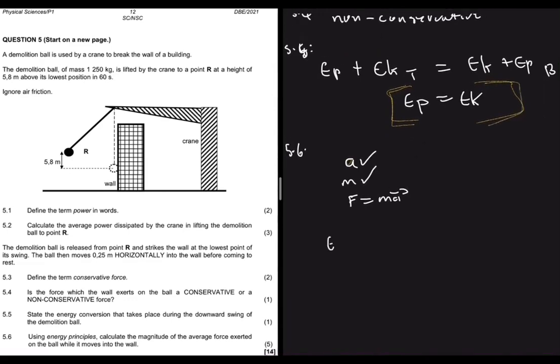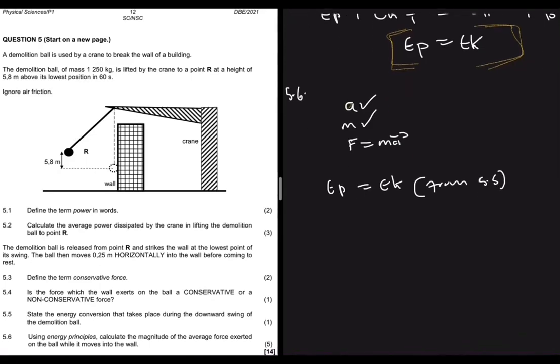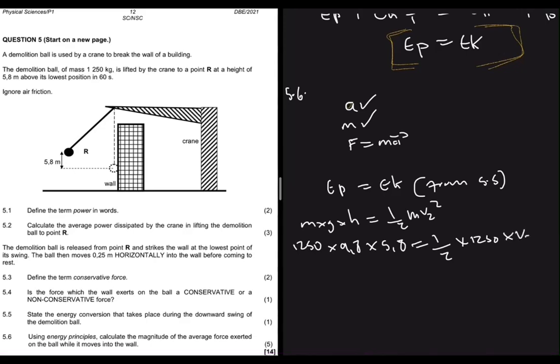We have EP equals EK from 5.5. So EP is mass multiplied by gravity multiplied by height, which equals 1 over 2 mv, we're calling this 2, squared. So the mass 1250, gravity is 9.8, the height is 5.8, and then 1 over 2, the mass is 1250, and then we have velocity 2 squared.